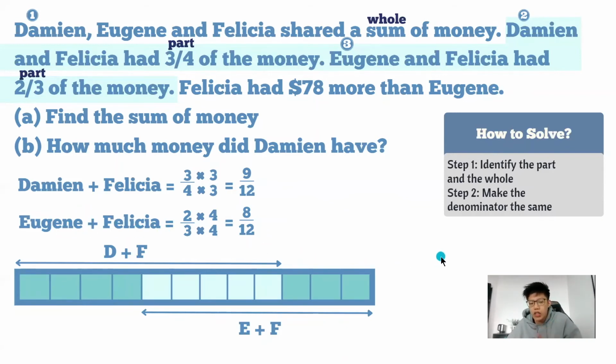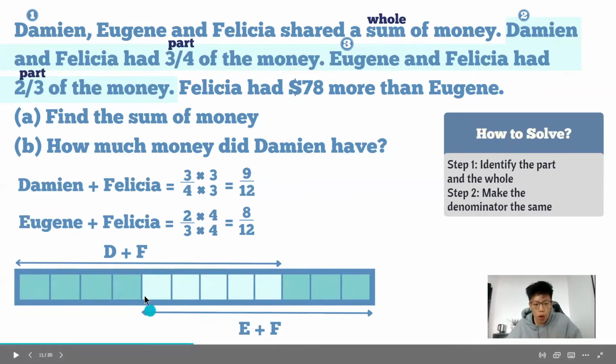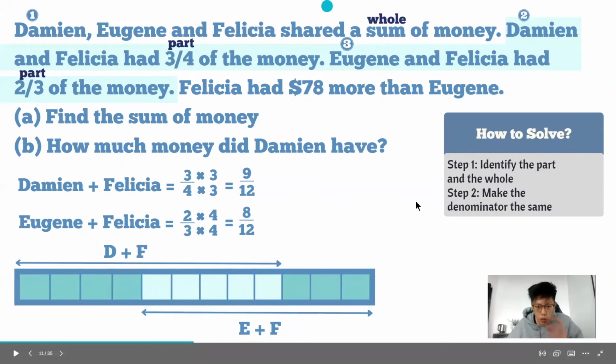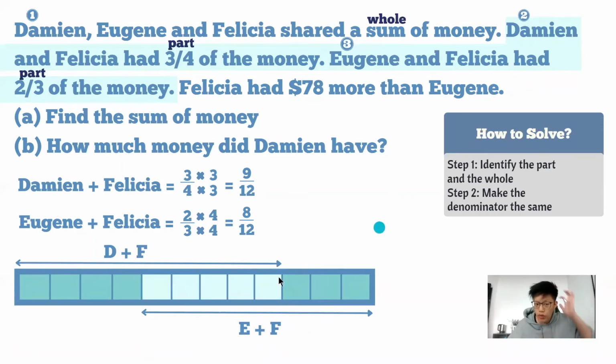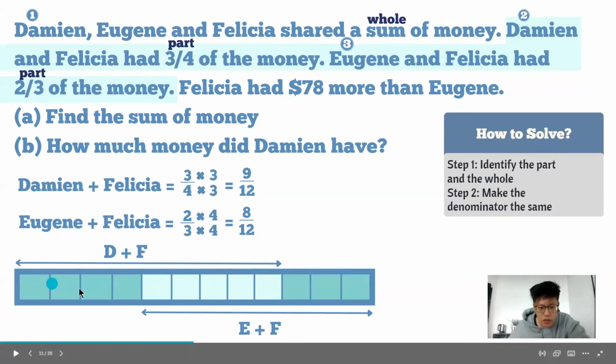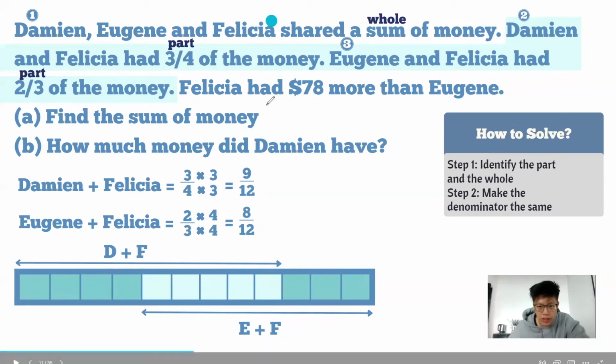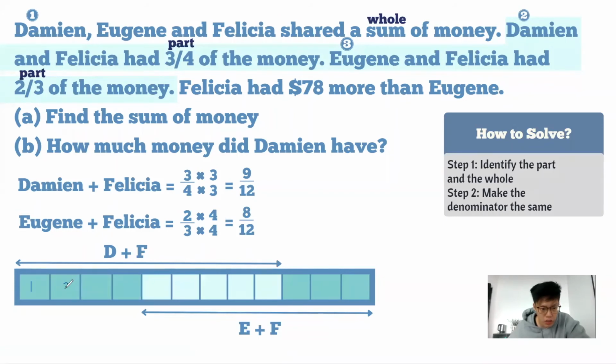So what you can see is that Felicia is repeated. If Felicia is repeated, the overlapping area or the overlapping units would be for Felicia. So what is overlapping? Let's take a look at this. If I have 9 units over here, this is 9 units. So we have 1, 2, 3, 4, 5, 6, 7, 8, and 9. And this is for Damien plus Felicia. For Eugene plus Felicia, we want to have 8 units, right? So 1, 2, 3, 4, 5, 6, 7, 8.